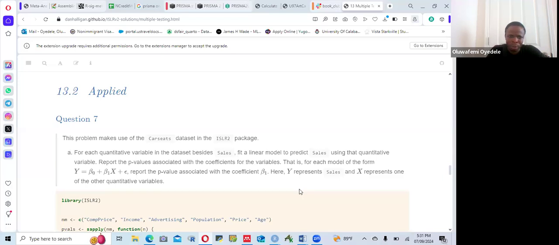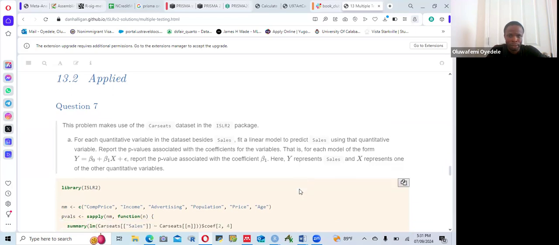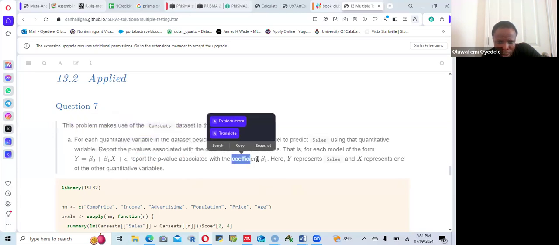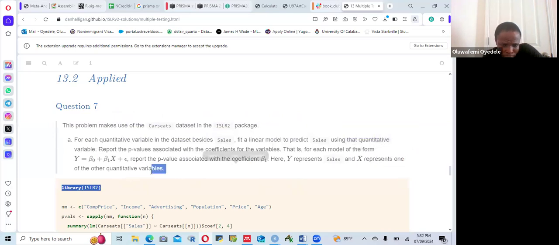So question seven and question eight are just the applied exercise. For question seven, they were using the Carseats data set from the ISLR2 package. So the first question, they say for each quantitative variable in the data set besides sales, we should fit a linear model to predict sales using that quantitative variable and report the p-values associated with the coefficient for the variable. That is for each model of the form y equals beta zero plus beta one of x plus the error term. We should report the p-values associated with the coefficients, that is beta one here, where y represents sales and x represents one of the quantitative variables.